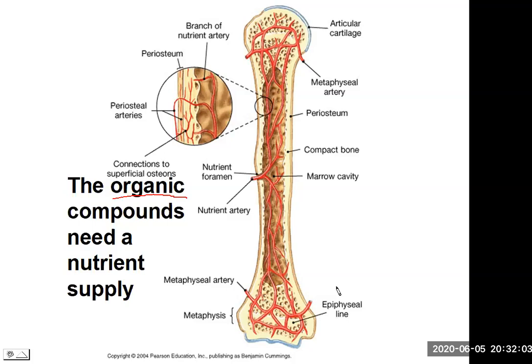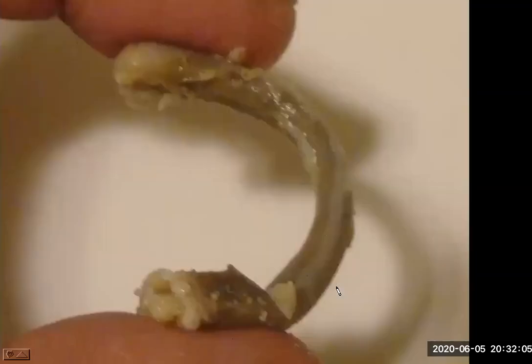And here's a quick little experiment I did at home. I just took a chicken wing and, of course, getting down to the bone. And this bone was soaked in acid. So this bone here was treated with acid.